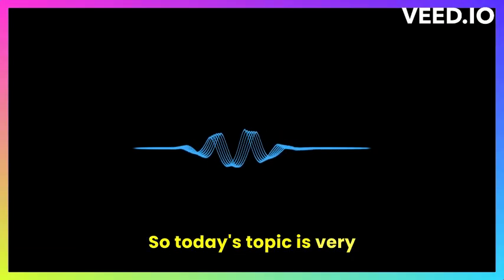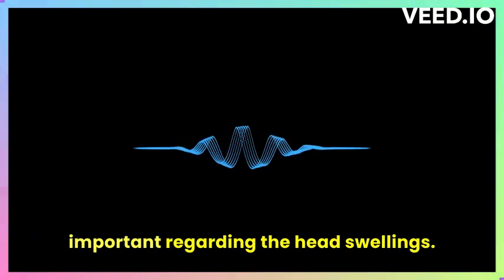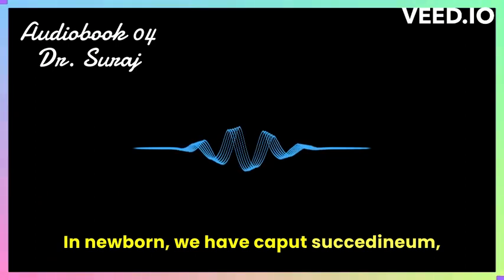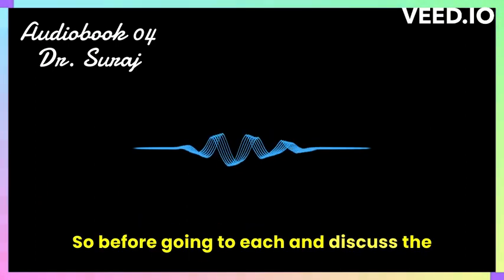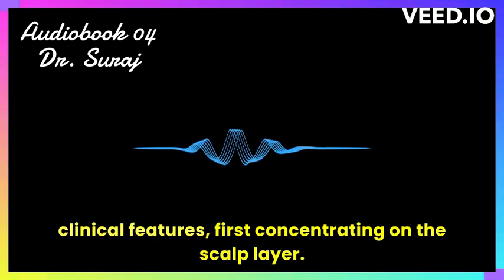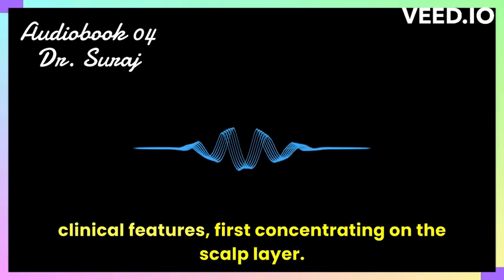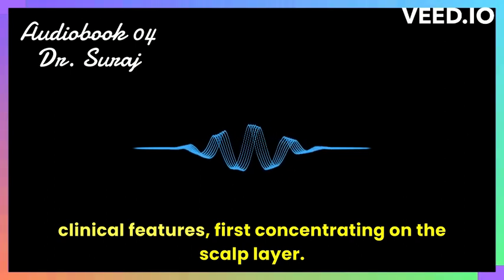Hello everyone. So today's topic is very important regarding the head swellings in newborn. We have caput succedaneum, cephalhematoma, and subgaleal hemorrhage. Before going to each and discussing the clinical features, first concentrating on the scalp layer.